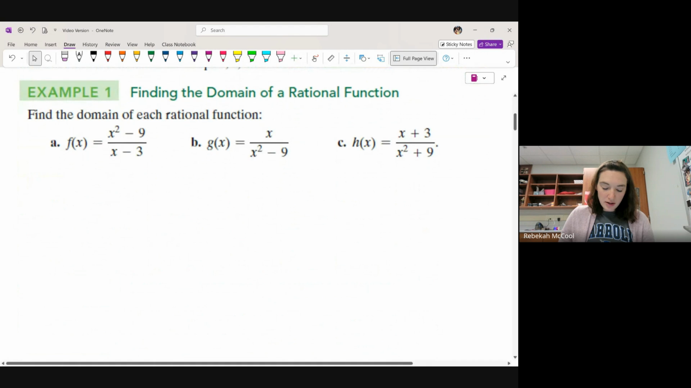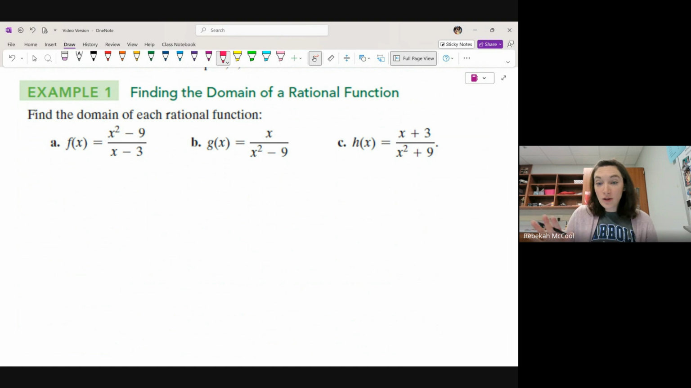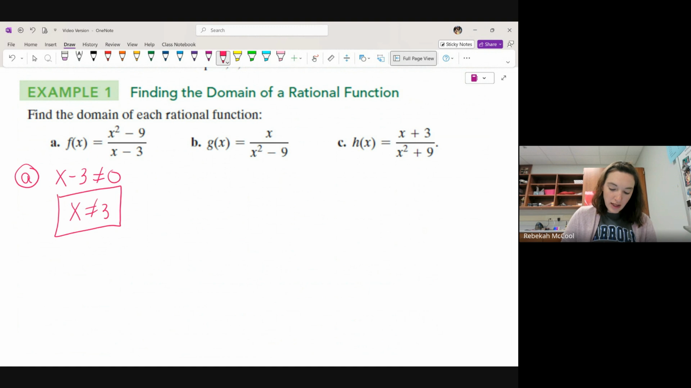So let's say I've got these functions here. For a, we've got f of x is x squared minus 9 over x minus 3. Again, if I'm just asked to find the domain, the only thing I'm considering right now is the denominator. And so the fact is my denominator, x minus 3, cannot be equal to 0. That's the one issue we have. So if I add that 3 to the other side, our domain here would be that x cannot be equal to 3. Similarly with b, x squared minus 9 cannot be equal to 0.